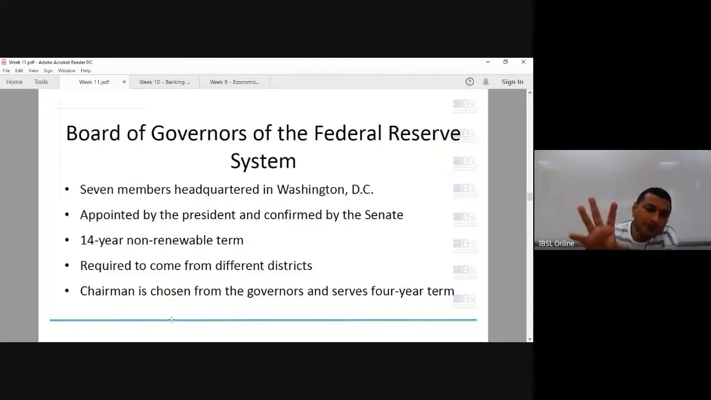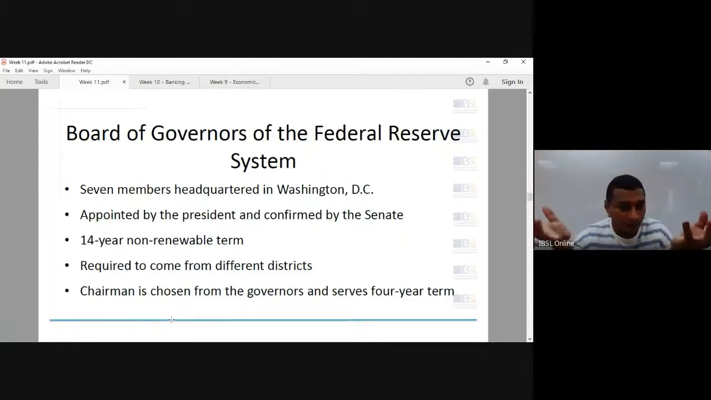And also, as we were discussing, they are required to come from different districts. They don't want to see all 7 members of the Board of Governors represent one Fed Reserve district. Maybe 1 or 2, but generally, widespread, diverse representation is encouraged, through which they bring inputs from different regions into the decision making.